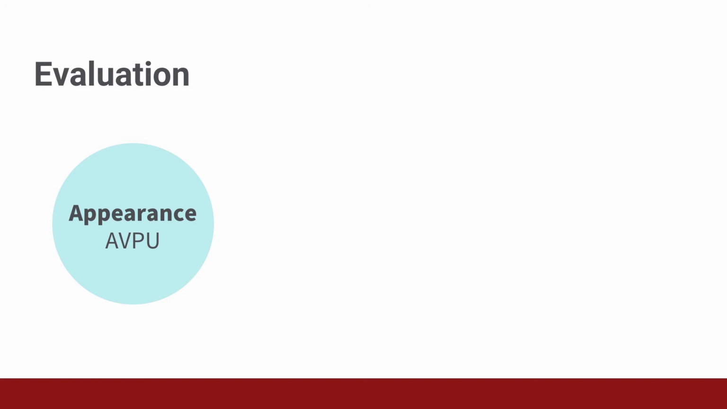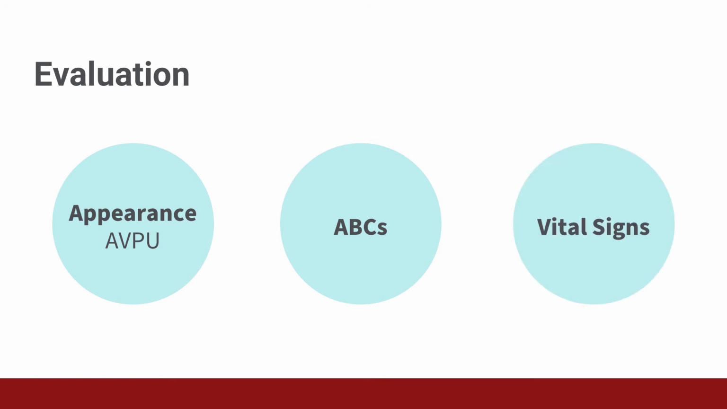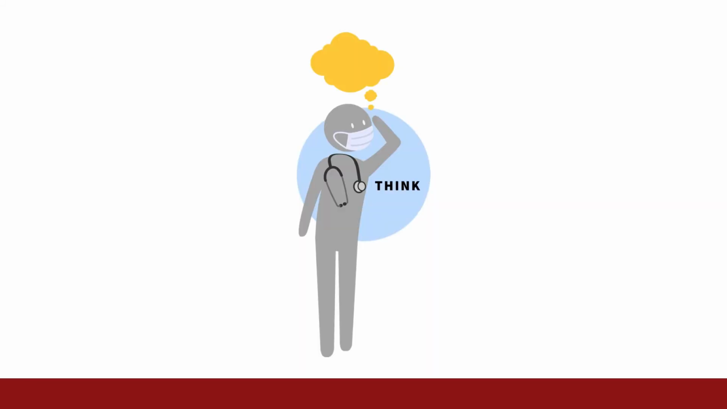Summarizing our rapid evaluation, we look at the patient's general appearance as we approach them, check their consciousness using the AVPU scale, perform an airway, breathing, circulation assessment, and get a full set of vital signs. Because we are using a systematic approach to evaluating the patient, this allows us the ability to think about the patient at the same time.